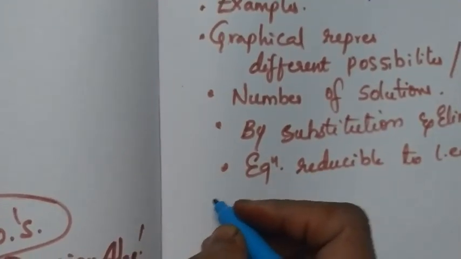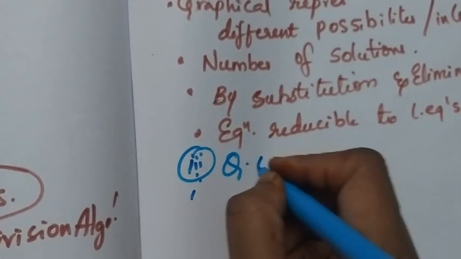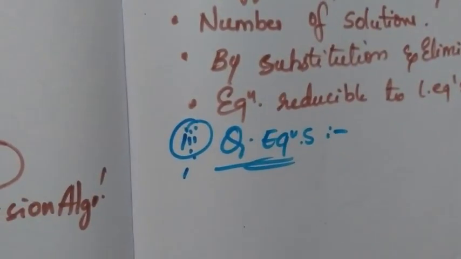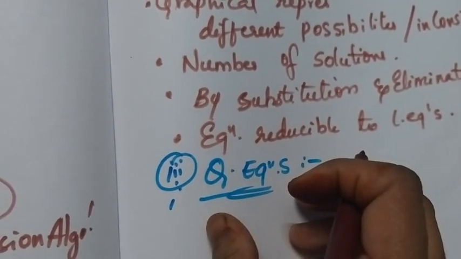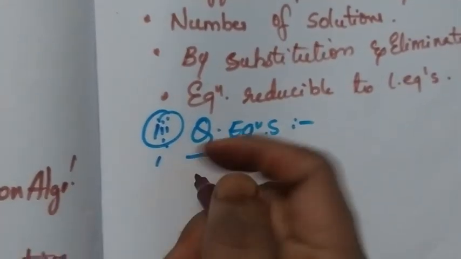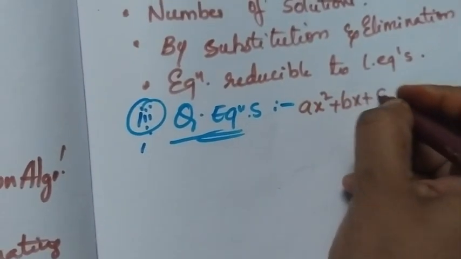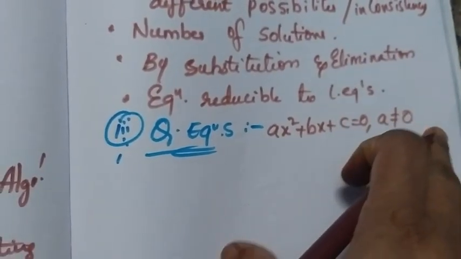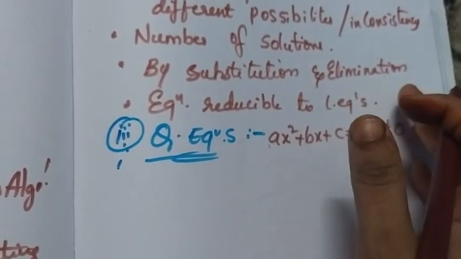Now what is next? Third one is quadratic equations. Quadratic equations, what have you learned, children? Remember, revise once in this video the topics you have learned. What is the standard form of a quadratic equation? ax square plus bx plus c equal to 0, and a is not equal to 0. It must be a not equal to 0. If a is equal to 0, the total equation is 0.